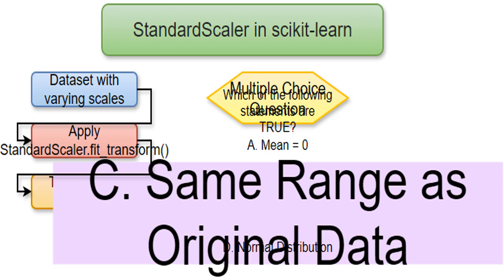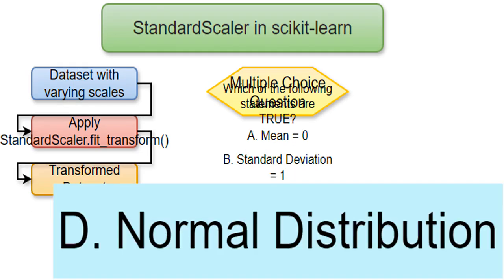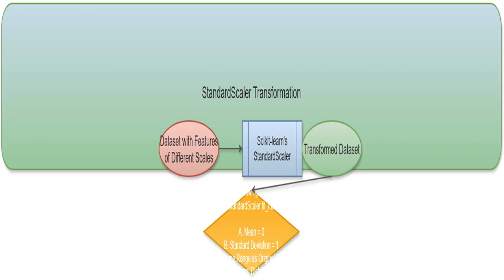Nope, this is false. The range of the data will change after standardization, because the goal is to have a standard deviation of 1, which inevitably changes the original range. This is also false. The StandardScaler doesn't magically make the data normally distributed. It simply changes the mean and standard deviation, not the overall distribution shape. I'm talking about using scikit-learn's StandardScaler to change the data.